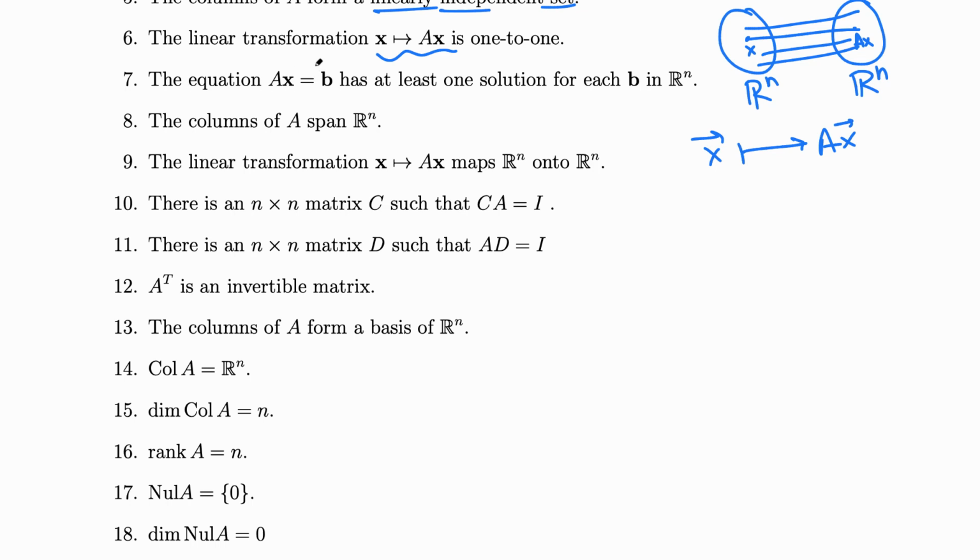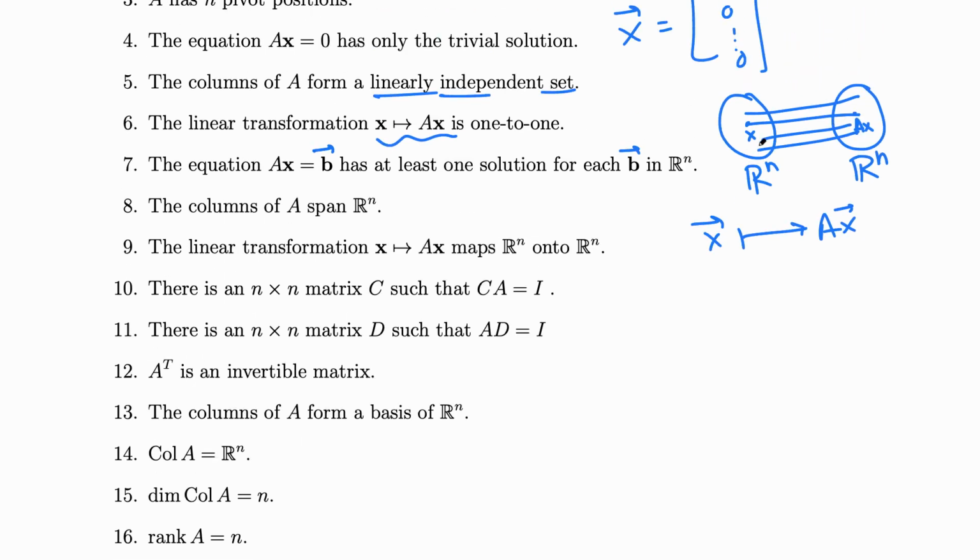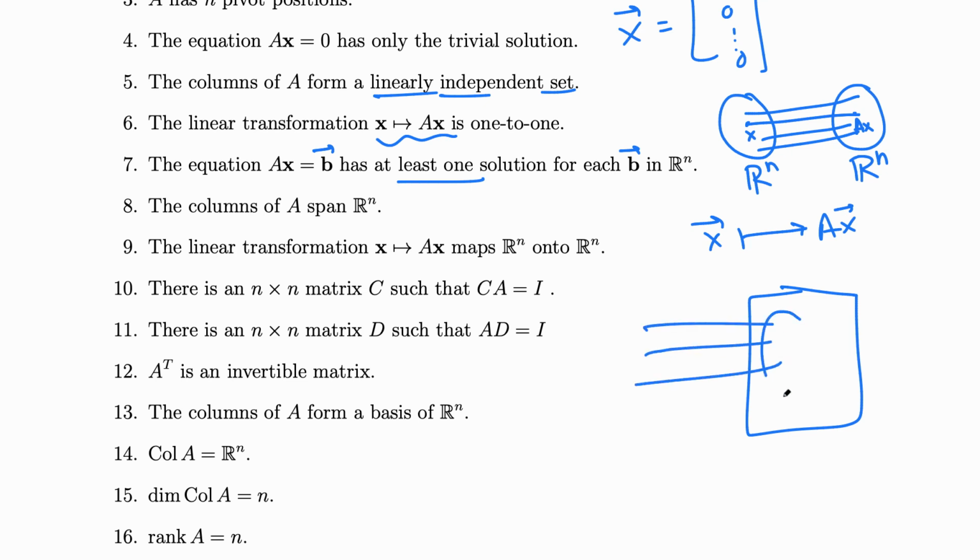All these statements are equivalent. The equation Ax equals b has at least one solution for each b in Rn. That means for each b in Rn, there is at least one solution. It means the codomain is the same as the range. When we have the whole thing as codomain and everything is mapped, this mapped part is the range. But if A is invertible, then this range will be the same as the codomain. That's what it says in number 7.